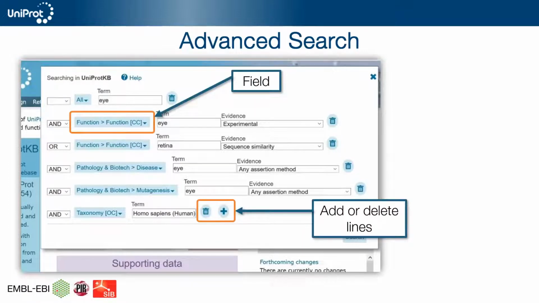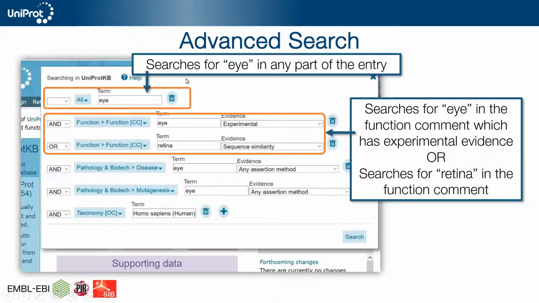So in the advanced search, this is the field, and you can add lines or remove lines using the delete or add. If you wanted to search for eye throughout all of the entries, you can just type in eye and press search. Here, as an example, I've shown you how you can search for the term eye in the function comment, and it has to have experimental evidence.